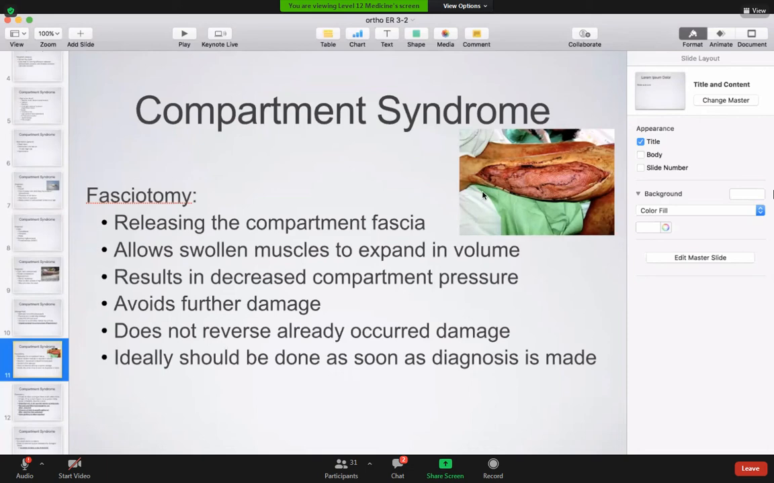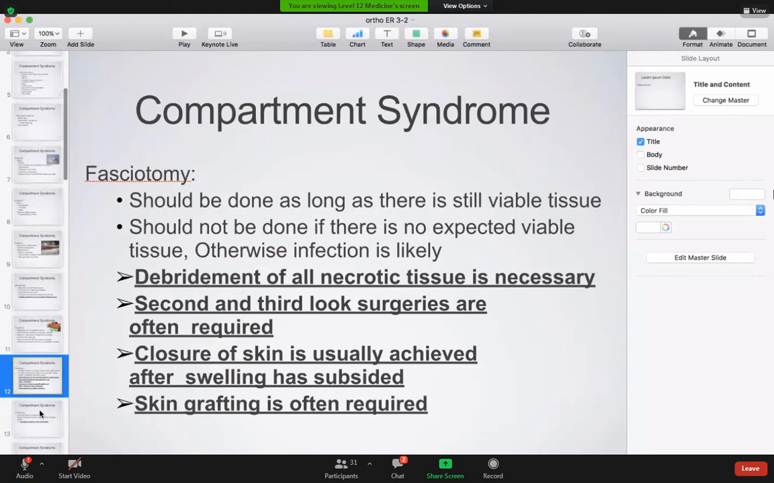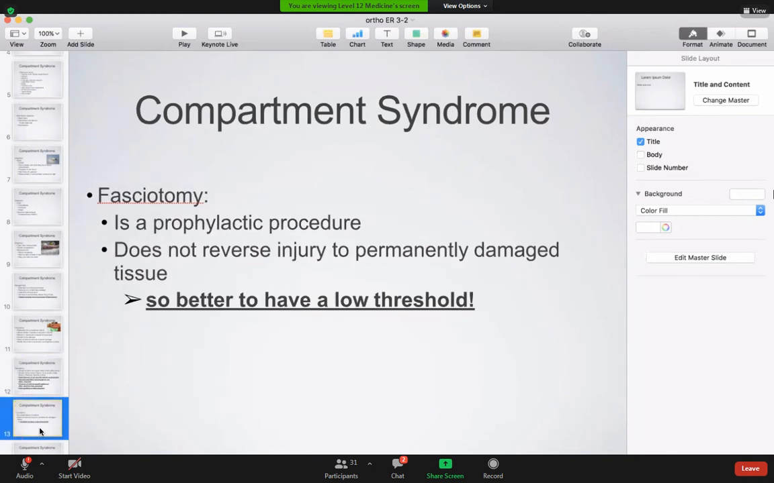So this is fasciotomy closed with a skin graft, because sometimes it's not easy to close down the skin. And you don't want to wait for a long time till the skin is closed. At the same time, if you leave it for a long time, the skin will retract and it will be very difficult to close it back. So usually a fasciotomy is a prophylactic procedure. It does not reverse injury to permanently damaged tissues. So better to have a very low threshold to do it and do it early.